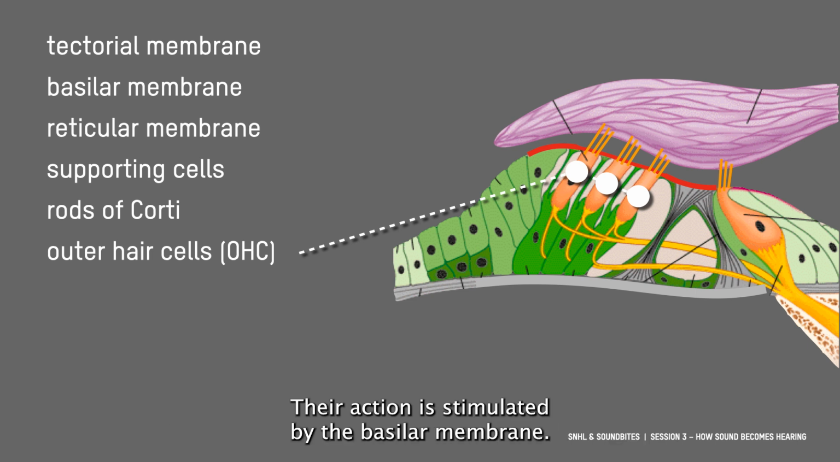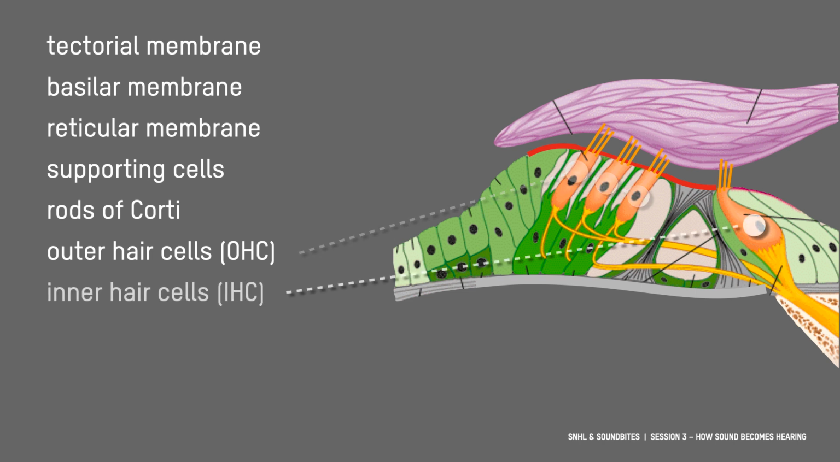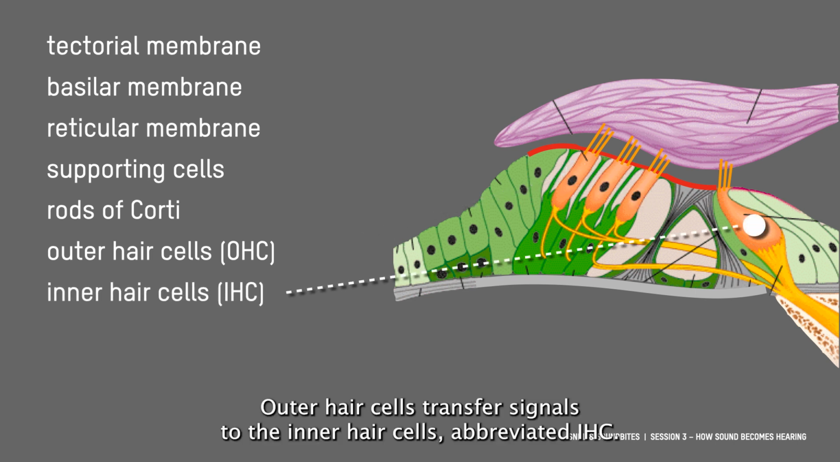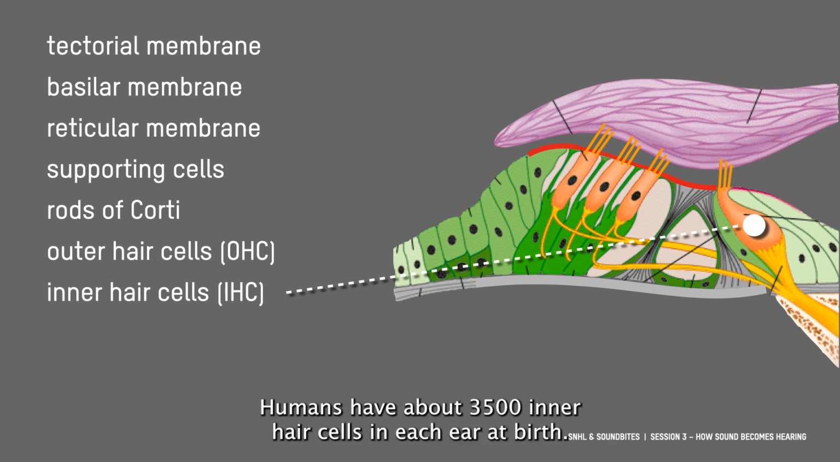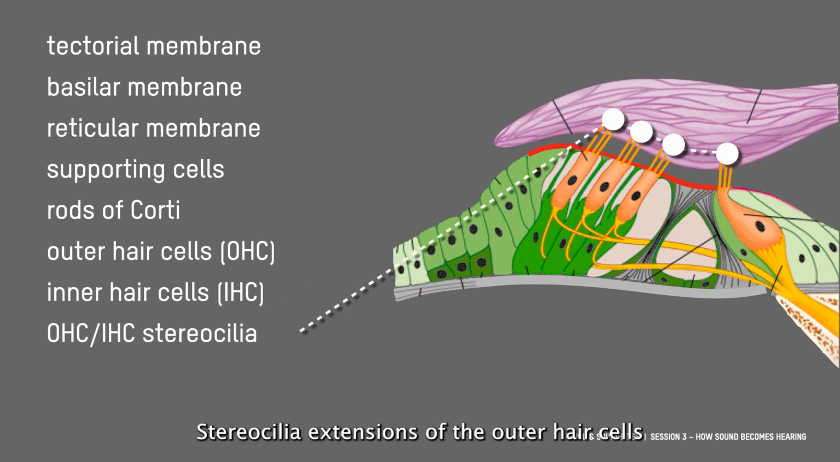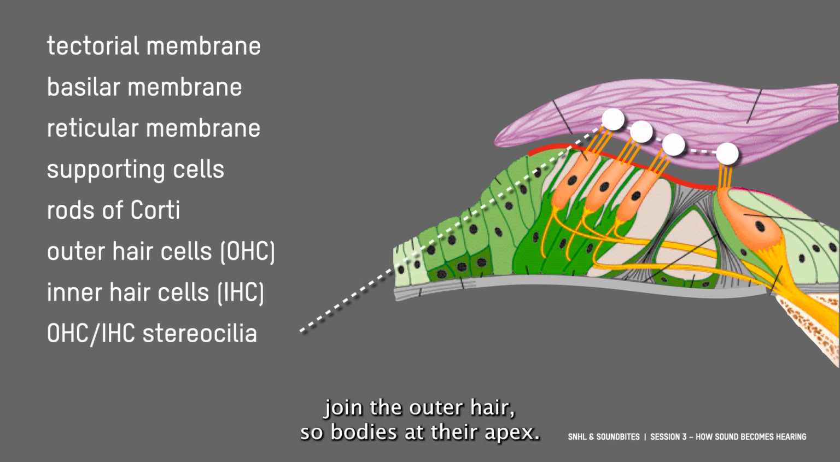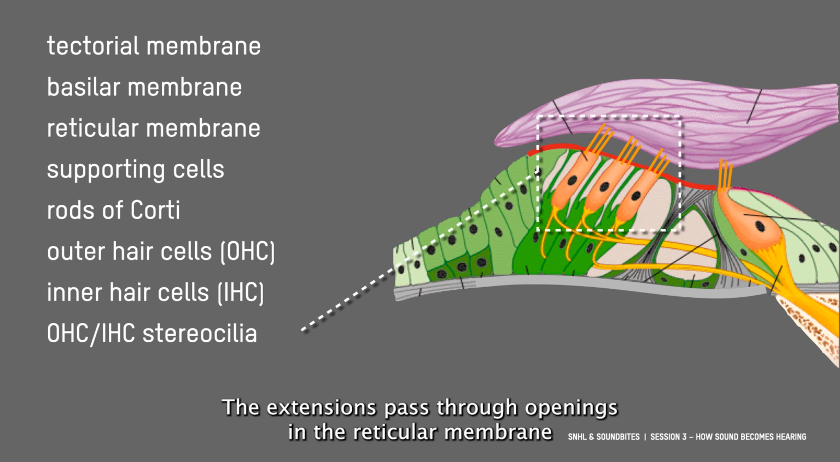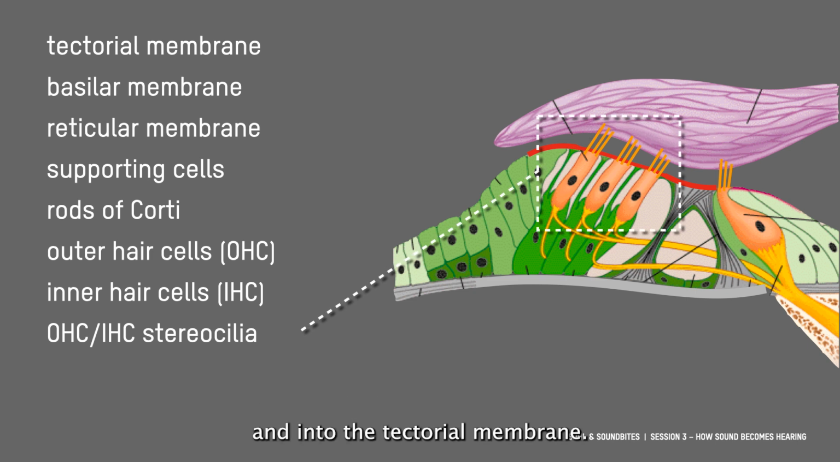Their action is stimulated by the basilar membrane. Outer hair cells transfer signals to the inner hair cells, abbreviated IHC. Humans have about 3,500 inner hair cells in each ear at birth. Stereocilia extensions of the outer hair cells join the outer hair cell bodies at their apex. The extensions pass through openings in the reticular membrane and into the tectorial membrane.